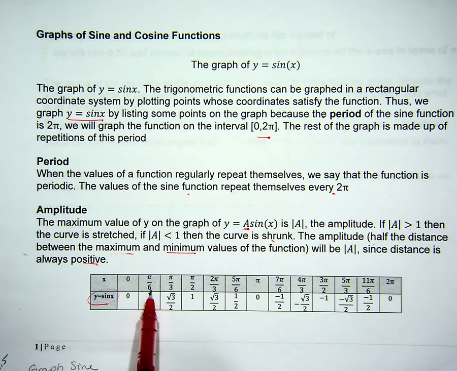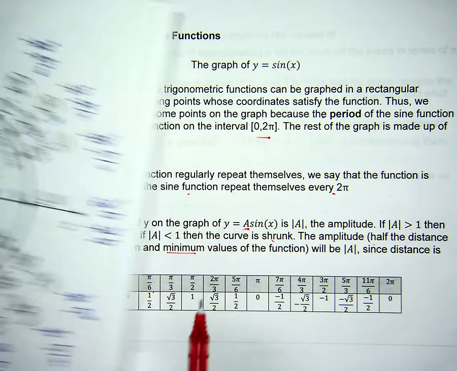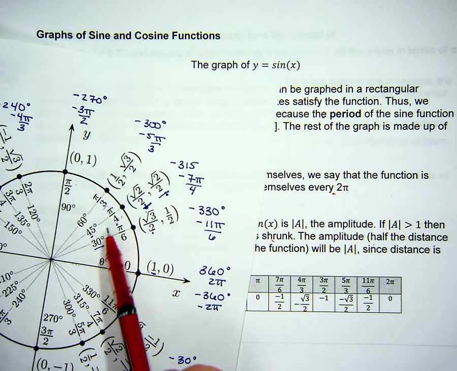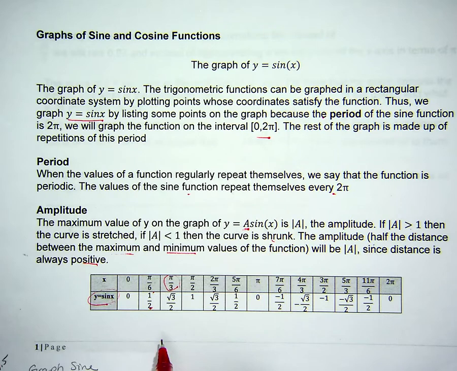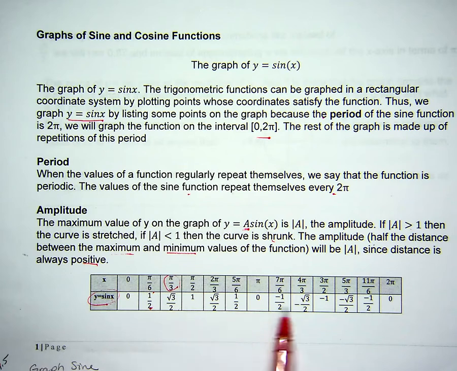For pi over 6, or sine of pi over 6, the y value is a half. At pi over 3, the y value is radical 3 over 2. And so what I've done is I've just basically written out some points for you and given the values of y that go with them, because ordered pairs are always x, y.